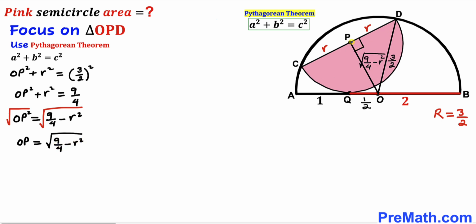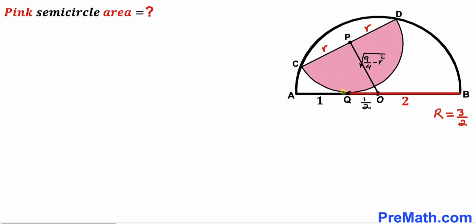So therefore our OP side length turns out to be the square root of 9 divided by 4 minus r square. And now in this next step, I am going to connect this point Q with this center P, as you can see in this next step. And now let's make an observation. We can see this PQ is the radius of this pink shaded semicircle. So this is going to be lowercase r.